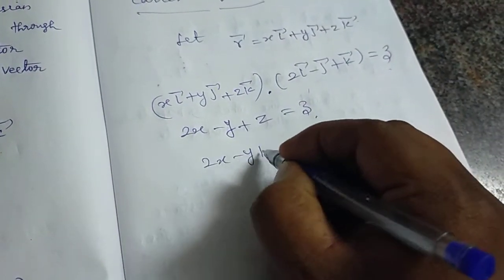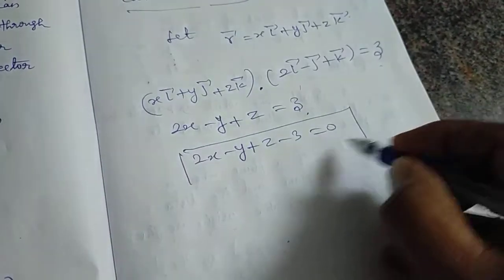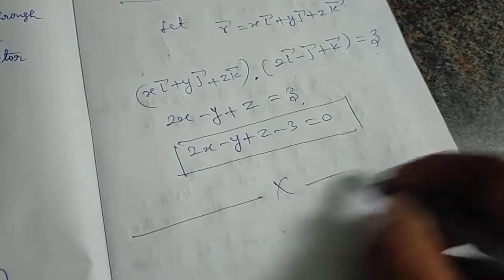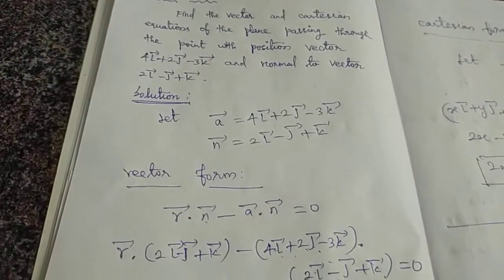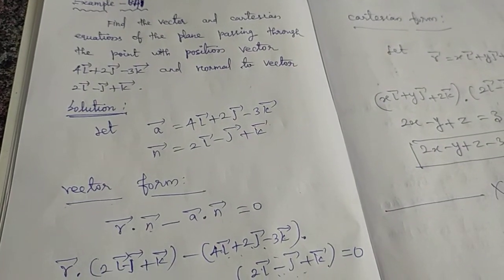So minus 3 equal to 0. This is the Cartesian form. That's all. It's a very simple 3 mark question. Okay children? Thank you.